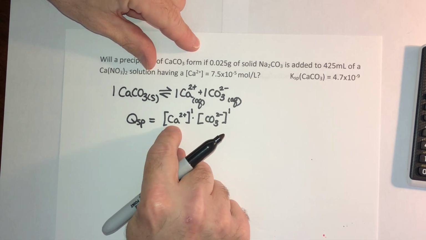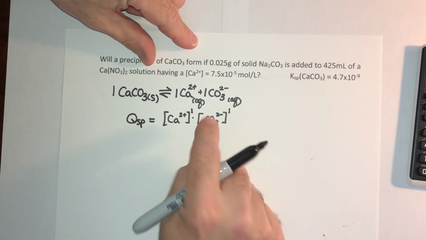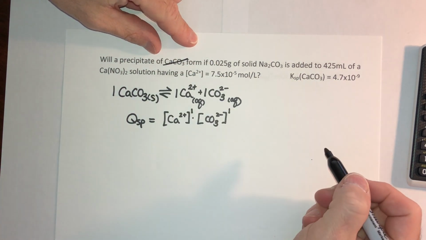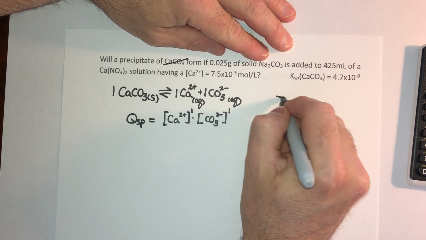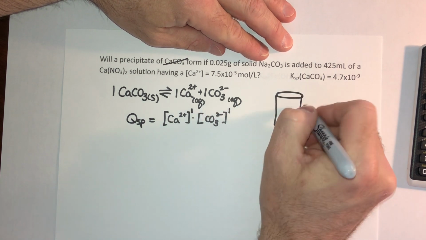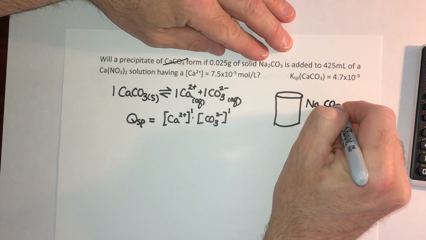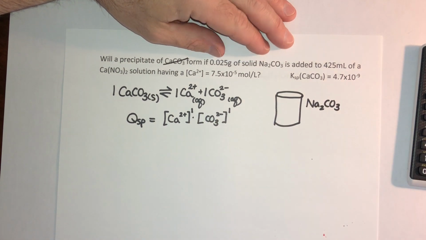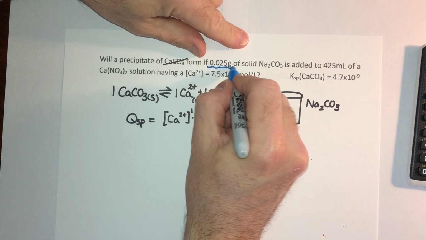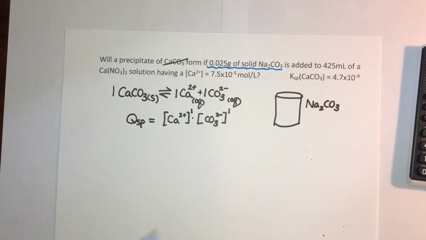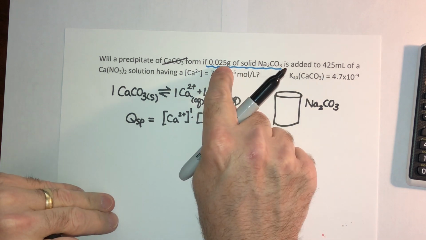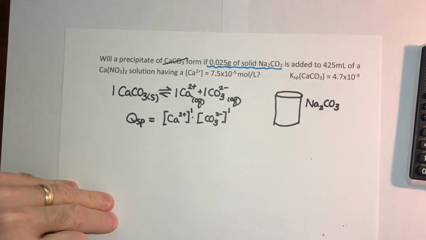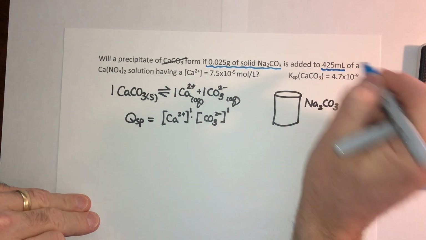So let's talk about where I'm going to get the calcium and where I'm going to get the carbonate. Okay, so we've already dealt with the calcium carbonate. So what's the next chemical that we talk about? Sodium carbonate. Okay, so let's talk about my container here. It has sodium carbonate. Now for my sodium carbonate, I'm telling you a mass. That's a lot harder than moles, right? In the last problem, I would have told you the moles of sodium carbonate, but in this one, I'm giving you a mass. I'm also telling you how much water you're putting it in, 425 milliliters.